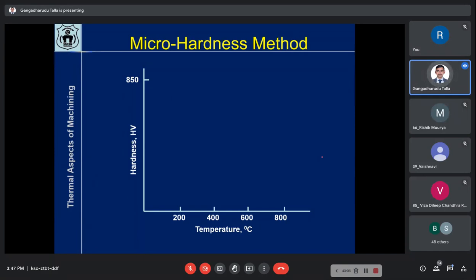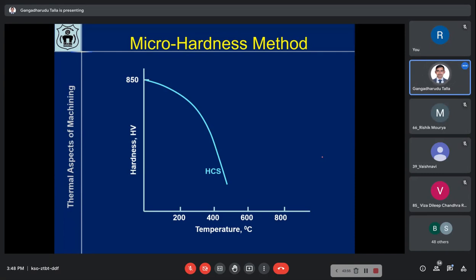Understand? So in that way, you will generate a relation between temperature and hardness. So if this is the hardness number I am getting, this is the amount of temperature generated. Here the disadvantage is there is a time loss between the hardness measurement and the completion of machining. During that time, the cutting tool will be cooled to some extent, so you will not get accurate results.